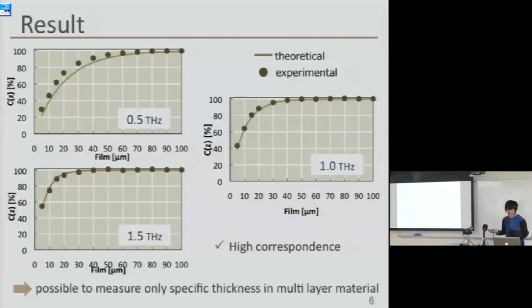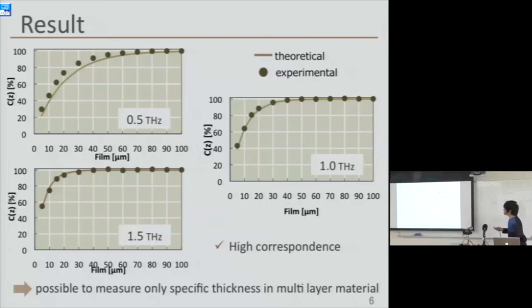So from this data, it is suggested that we can measure only specific thickness in the multilayer material. For example, if I want to measure the 40 micrometer thickness material, at 0.5 terahertz the contribution rate is about 19%. So the other 10% contains other information beyond the 40 micrometer.